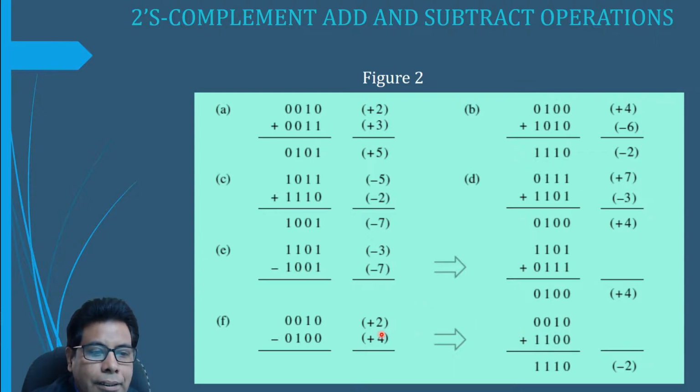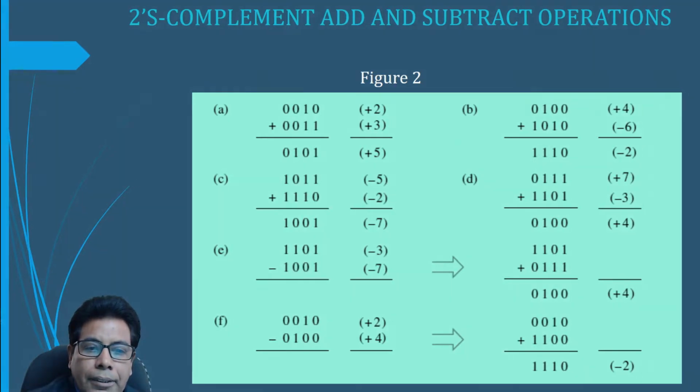Now here, this is subtraction. This is plus 2 minus 4. So if you try to do it, this is plus 2. Now we take the 2's complement of this, so that will give us 1101. So if you add 0, then 1, now here 0 plus 1, again 1, 0 plus 1, again 1. So 1110. That represents minus 2 because it is the 2's complement form. So plus 2 minus 4 will give us minus 2. In this way, we can perform the addition and subtraction using 2's complement.